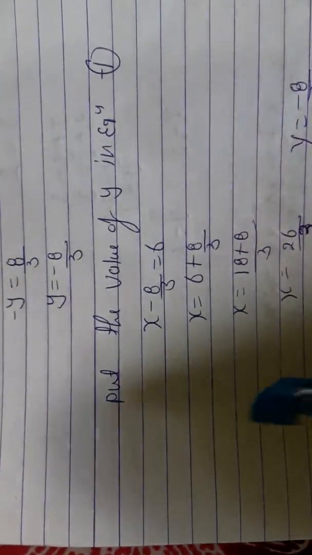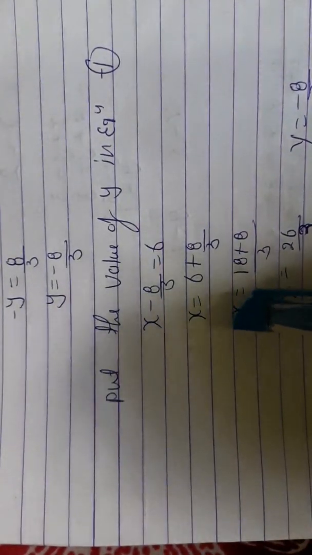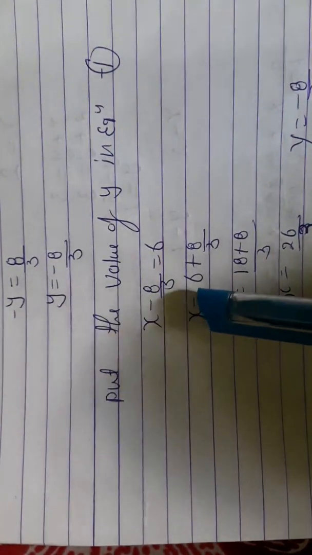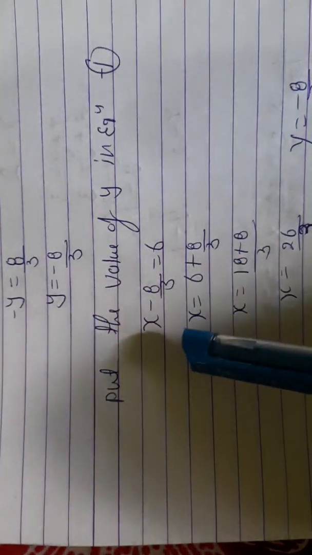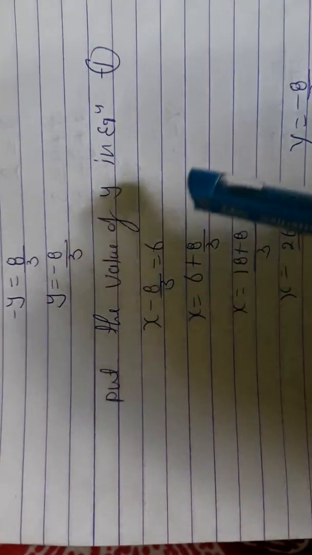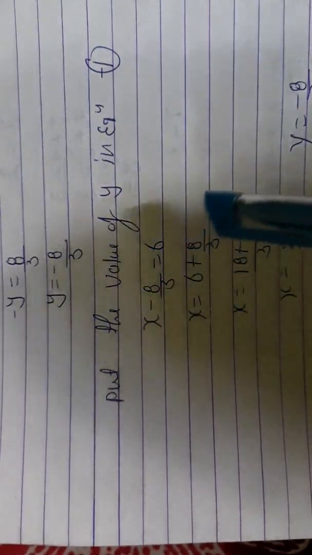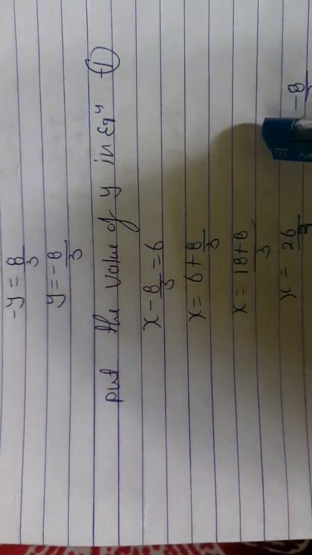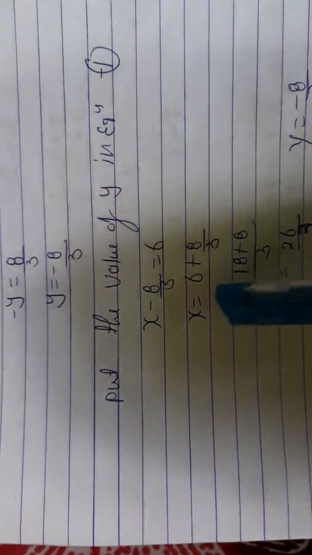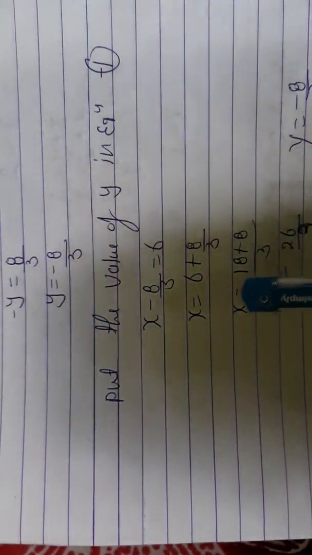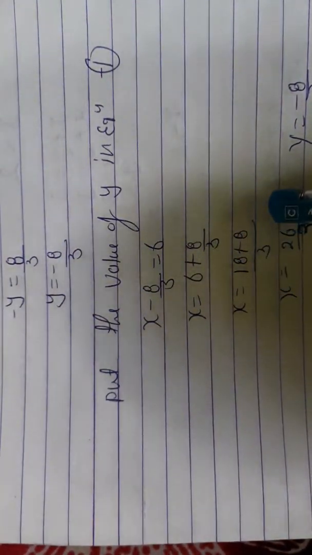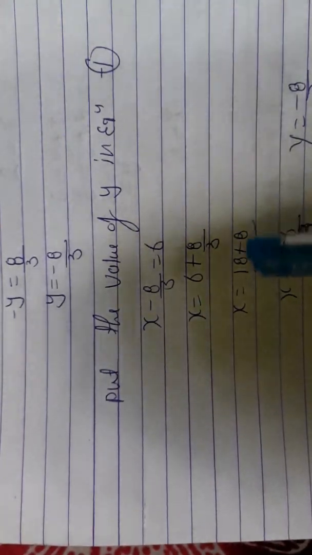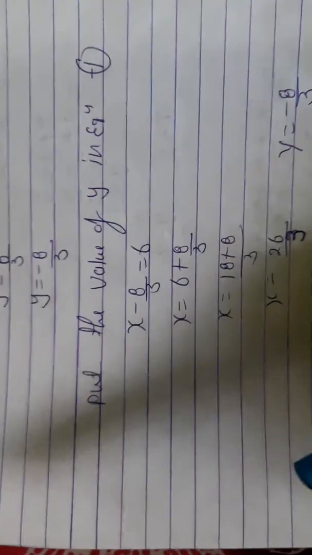And then we will put the value of y in equation 1. So x plus y is equal to 6. Okay, so x minus 8 upon 3, plus minus minus. x minus 8 upon 3 is equal to 6, and minus 8 upon 3 will go to the right hand side, then the sign will be changed. So x is equal to, then we'll take the LCM. The LCM of 6 upon 1 plus 8 upon 3 is 3. So x is equal to 18 plus 8 upon 3. Then we'll add the values. So x is equal to 26 upon 3 and y is equal to minus 8 upon 3.